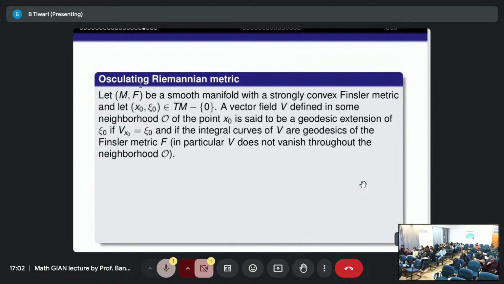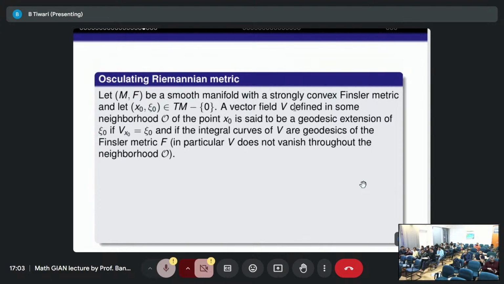Now here is this oscillating Riemannian metric. It is a Riemannian metric associated with a Finsler metric, and it is very important for the computation of curvature, right? So suppose (M, F) is a smooth manifold with a strongly convex Finsler metric, and (x0, ξ0) is a point in the non-zero part of the tangent bundle, that is, this vector is non-zero.